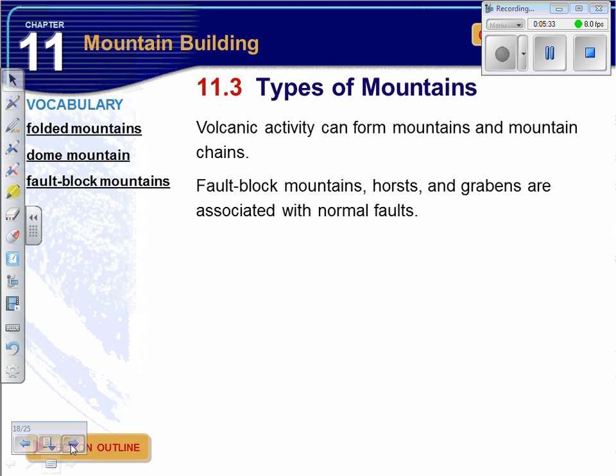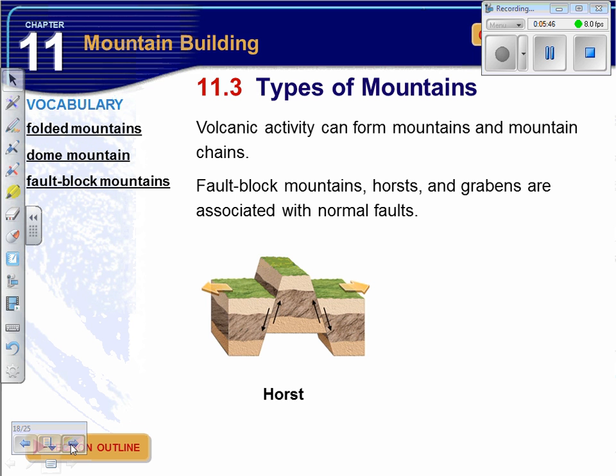Fault block mountains, horsts, and grabens are associated with normal faults. And again, remember that in this case, the rock masses are moving apart from each other. Here you'll see that it's being stretched. We don't have compression, we have stretching. This rock mass moves in this direction, this one moves in this direction. These rock masses fall, and the middle part remains at the same level and is what we call a horst.